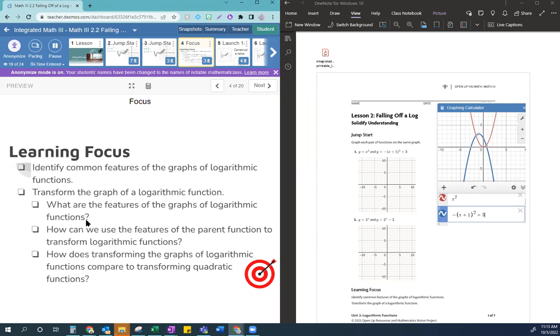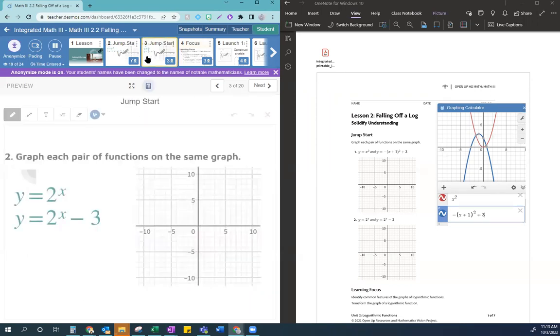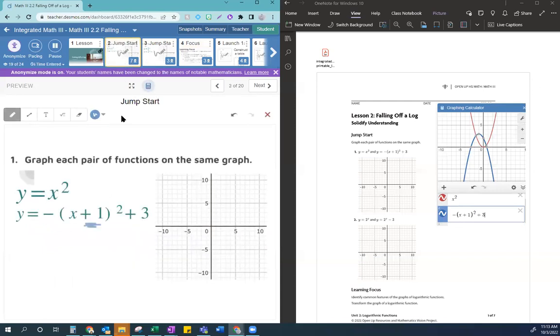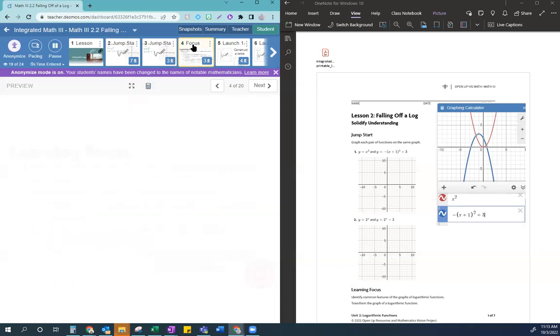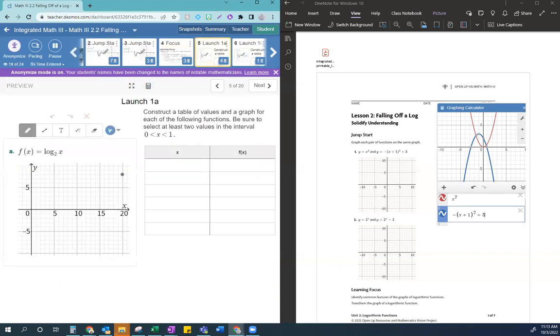So what are the features of graphs of log functions? How can you use the features of the parent function to transform log functions? And lastly, how does transforming the graph of log functions compare to transforming the graph of quadratic functions? You guys have had really good language on the two that we just did, saying to the x, to the y in the parentheses. Those things will apply here as well, and you'll understand why that makes sense.